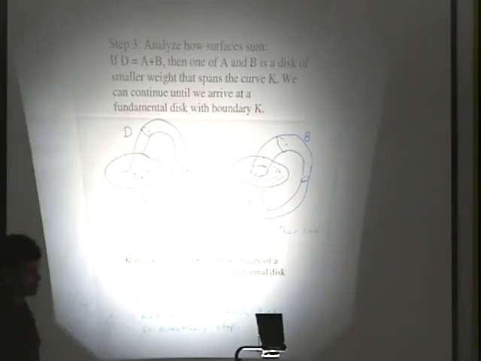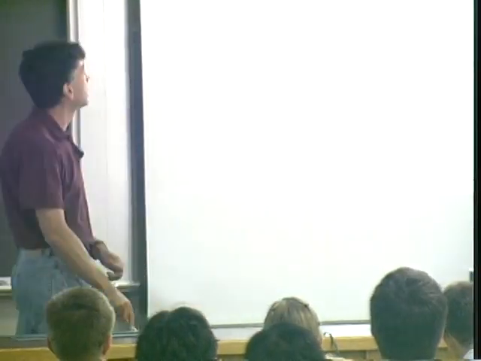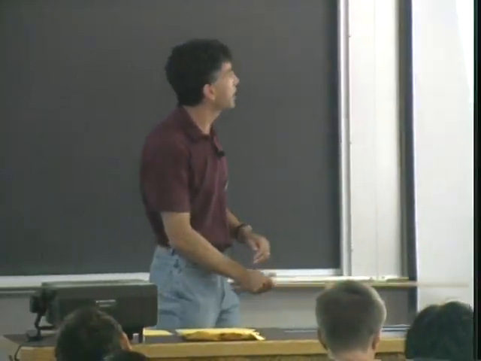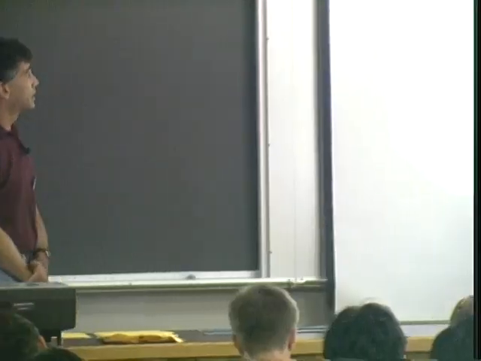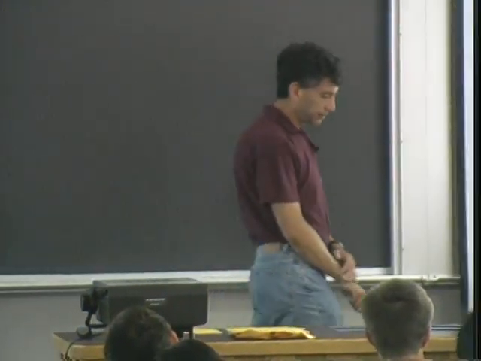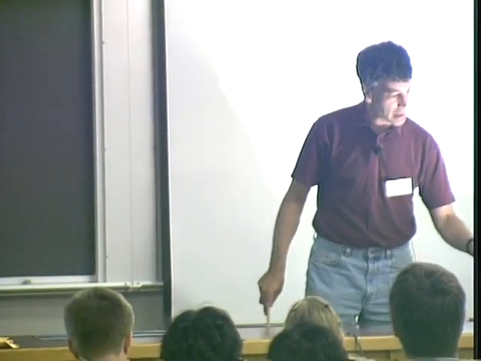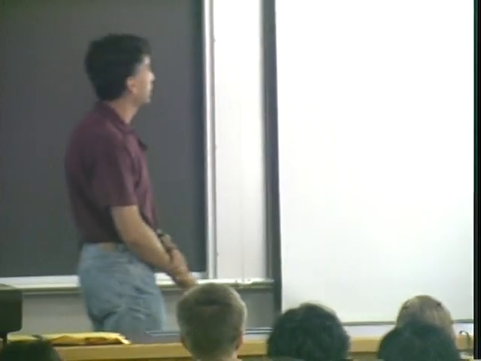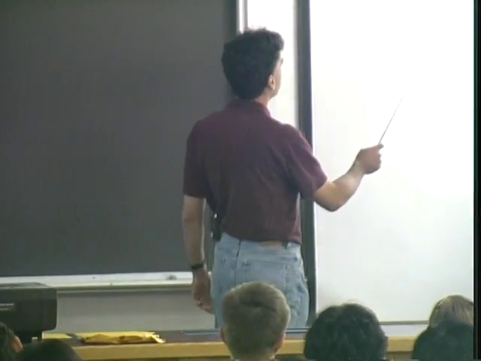So supposing K bounds a disk, and this disk is not fundamental, then the vector representing it can be written as A plus B. This wouldn't be so good if neither of A and B were a disk. But it turns out whenever D equals A plus B and D is a disk, then one of A and B is also a disk. At least if we're a little careful about how we write D as A plus B. So here's an illustration of what could happen.